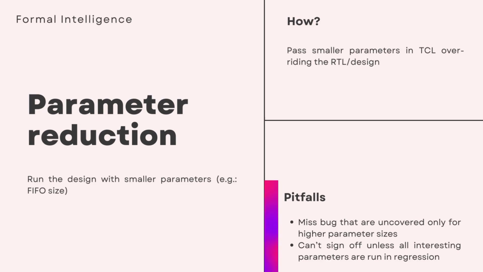And once you have done enough experiments with smaller parameters, it's desirable to run regressions. By regression, what I mean is nightly runs or longer runs, wherein you can pass different parameters and ensure that all interesting parameter sizes are covered in the regressions. Only after that can you say that you can sign off the particular design as formal using parameter reduction.